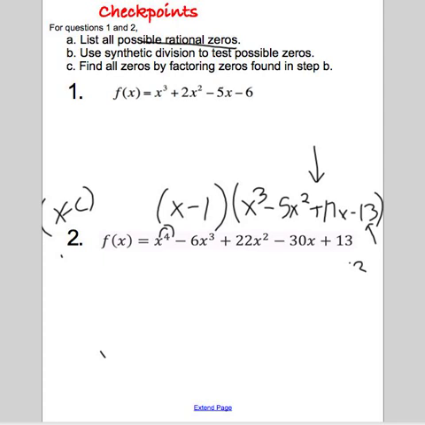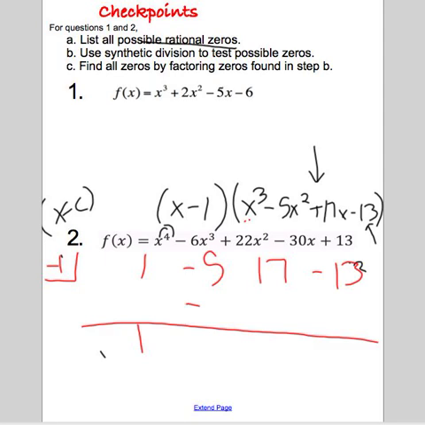So I'm going to try and factor this guy. So 1, negative 5, 17, negative 13. And I'm going to try negative 1. See if that one works. The 1, multiply it, add it. 6, multiply it. 6, add it, 23, and it looks like it did not work, because I'm going to get negative 36. So this is not a factor, so I try another one.